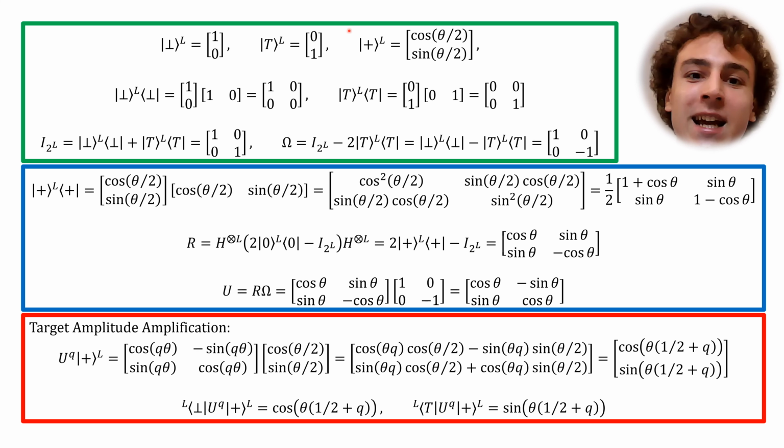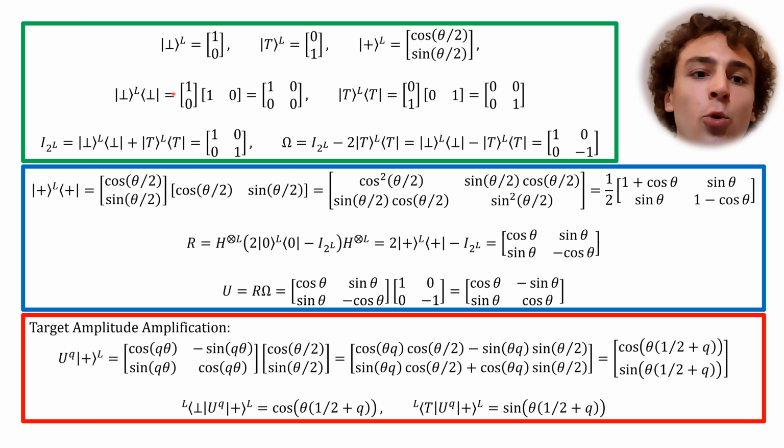The plus state is a uniform superposition of all L-qubit computational basis states. We can represent the plus state as a two-dimensional vector. The horizontal component is cosine of theta on 2, and the vertical component is sine of theta on 2. Next, let's construct some projectors.